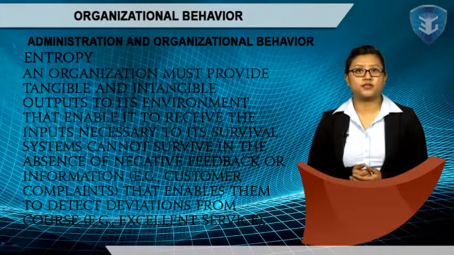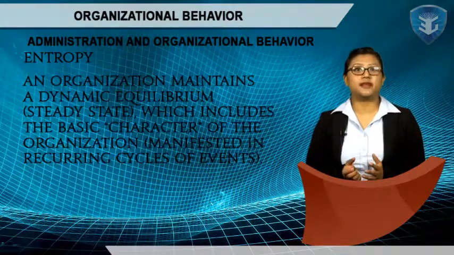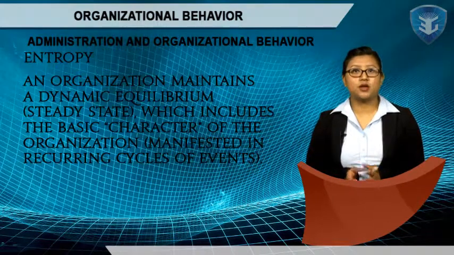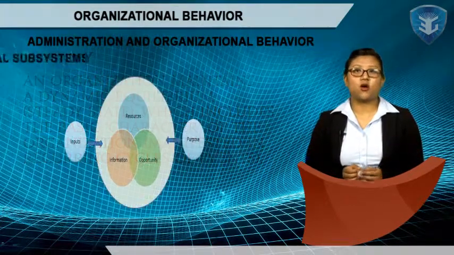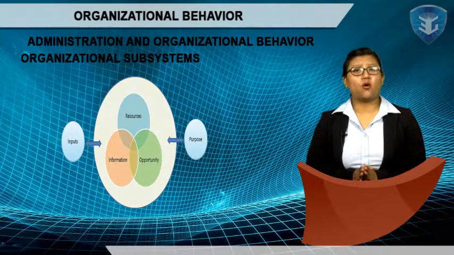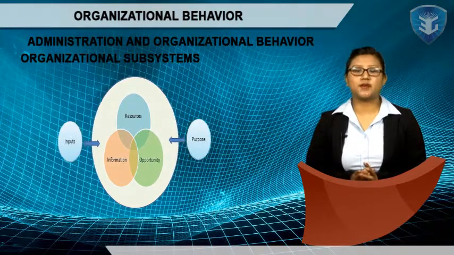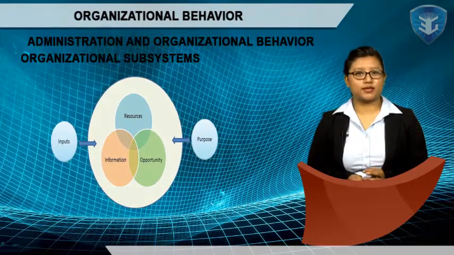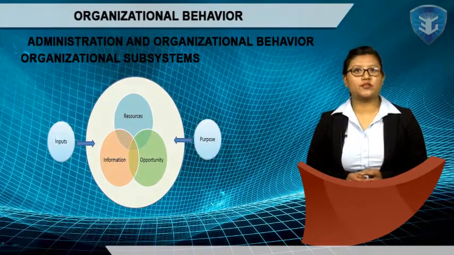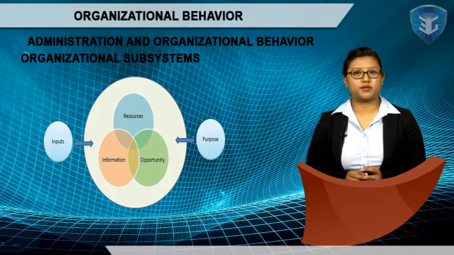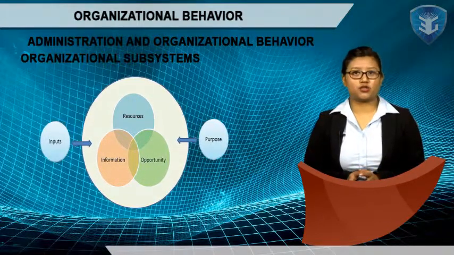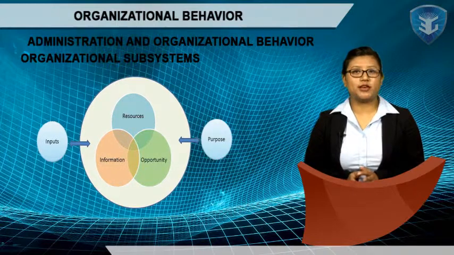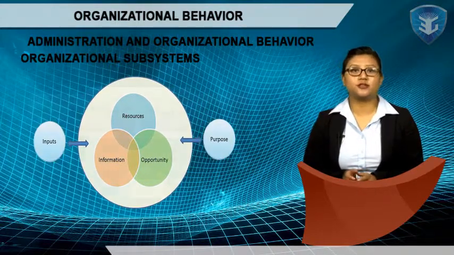For example, excellent service. An organization maintains a dynamic equilibrium, or steady state, which includes the basic character of the organization, manifested in recurring cycles of events. Organizational subsystems. In all organizations, two internal subsystems continually operate. One consists of the group within the organization and the other consists of the dyadic or individual relationships. The system called the organization also has formal structures with definite lines of responsibility and authority.